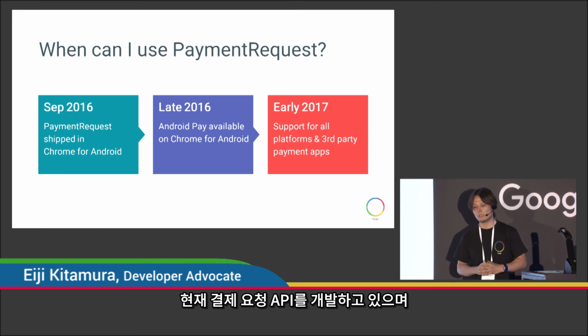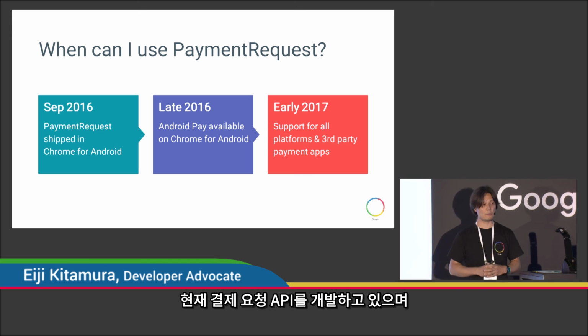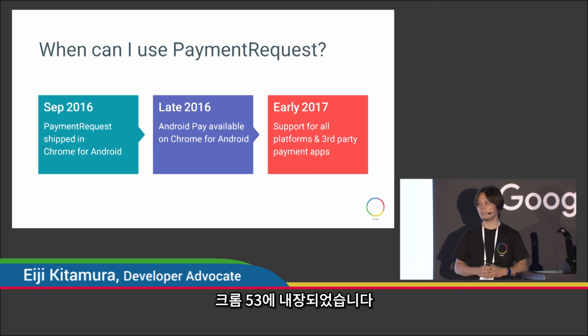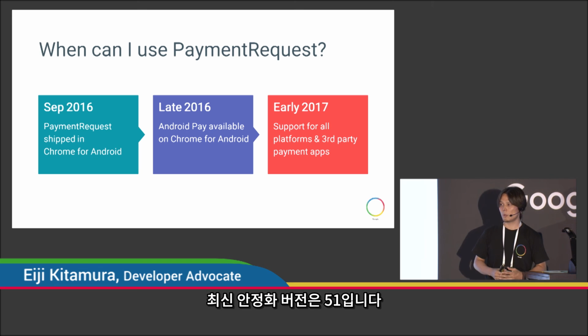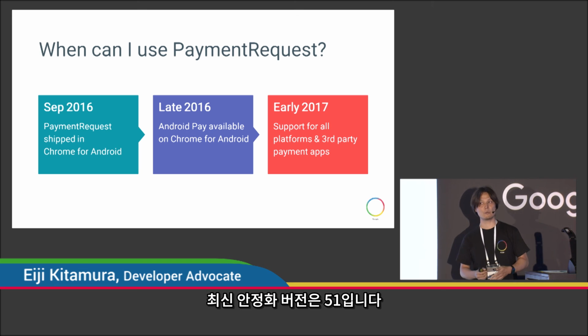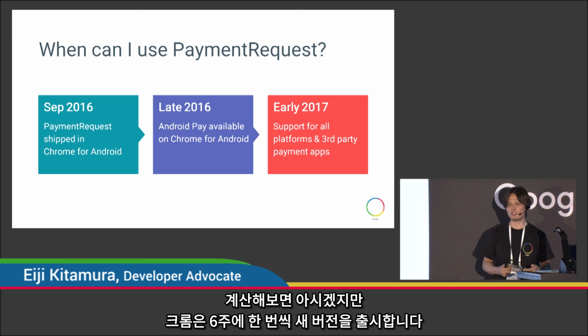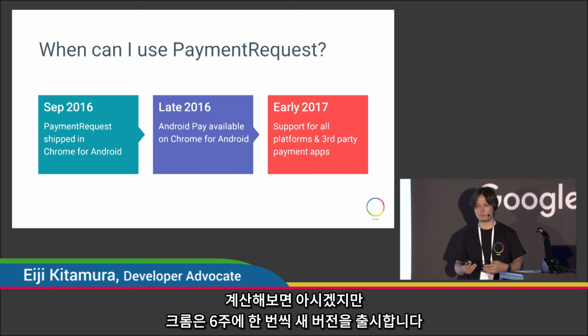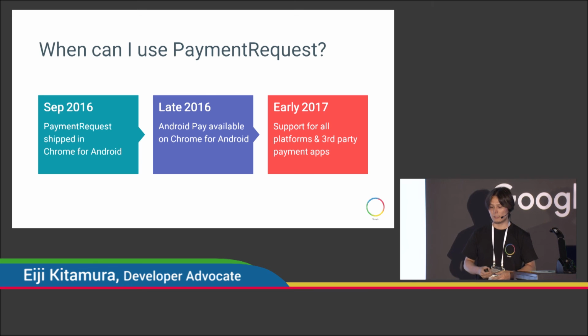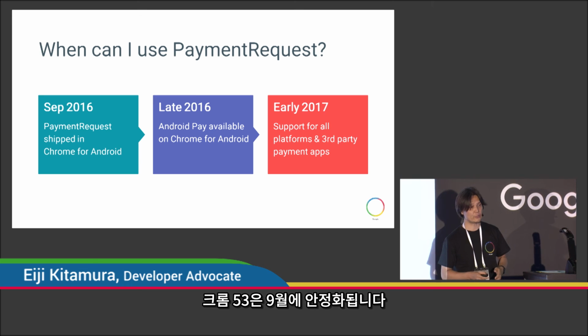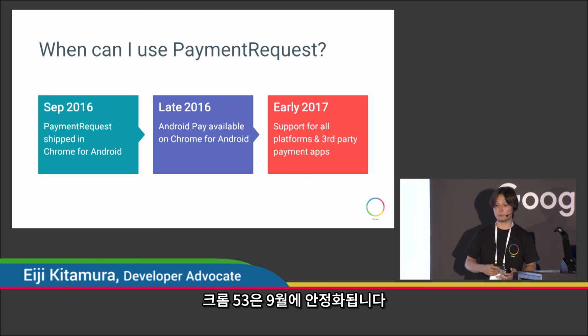So we are working on this API, and it's currently in Chrome 53. As I said, the Chrome stable version is now 51. And if you calculate that Chrome releases a new version every six weeks, Chrome 53 is going to be stable in September.